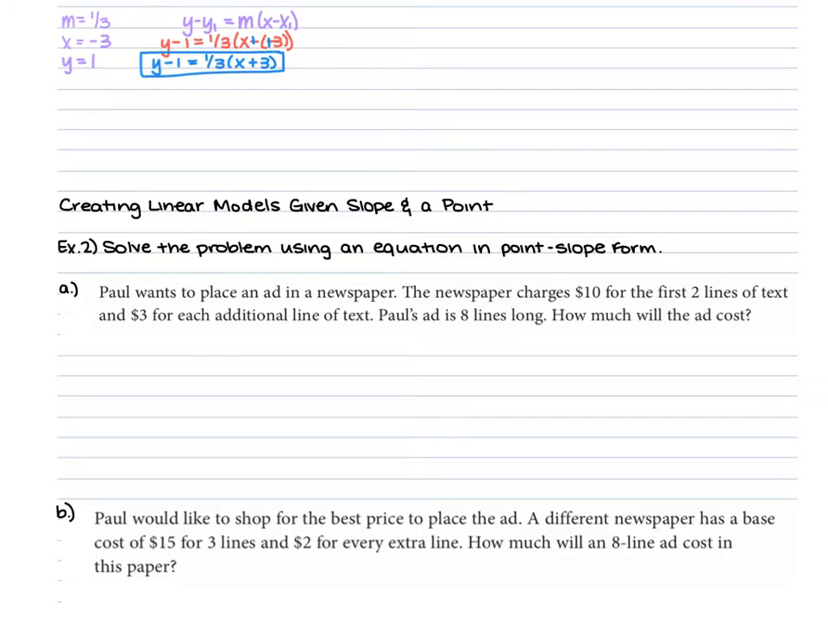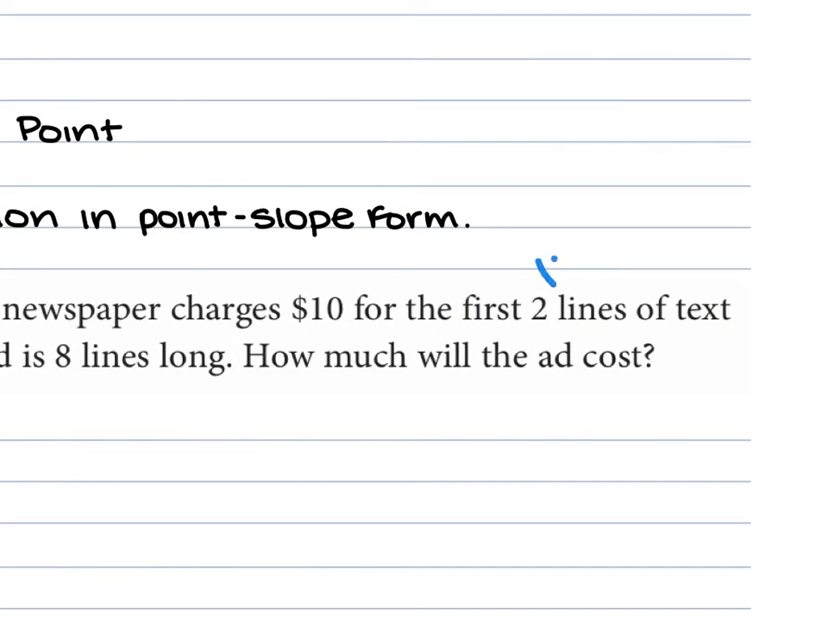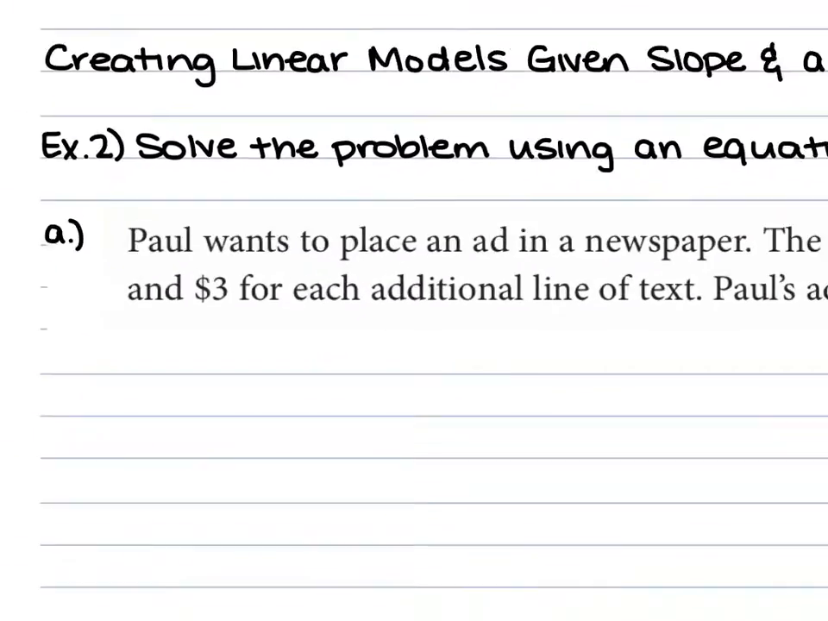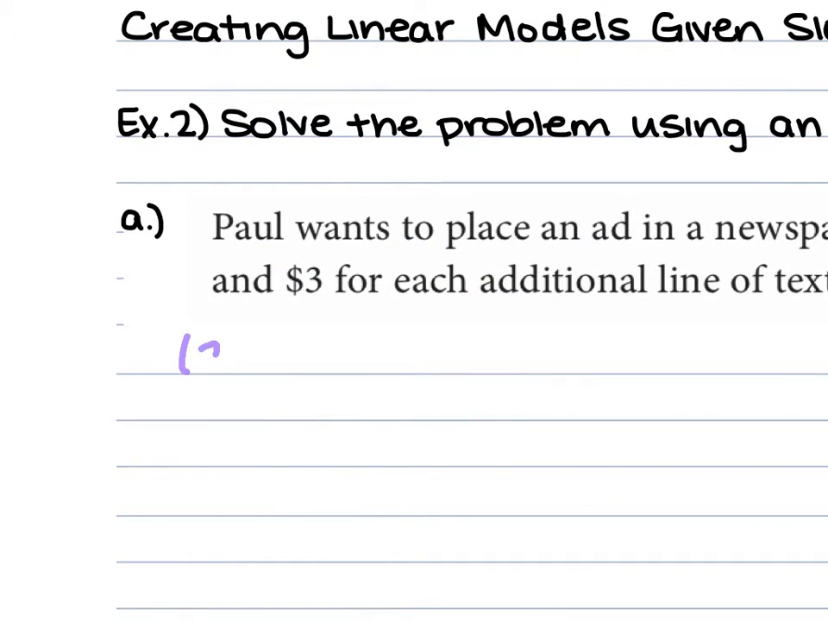So first point that we're going to have is that $10 for the first 2 lines, so that's going to be based off of what relies on the other. The cost relies on the lines, so the 2 is going to be our x, the 10 will be our y. So our first ordered pair is going to be 2, 10. It's $3 for each additional line from that point, so our slope is 3.